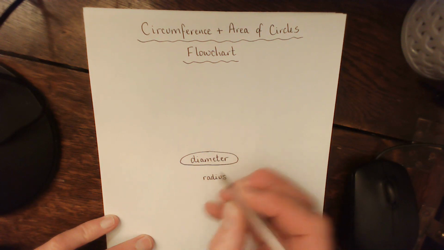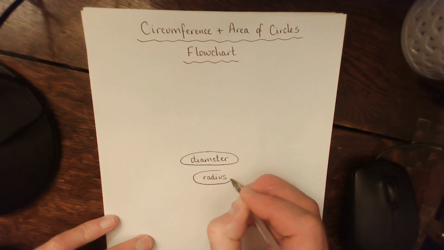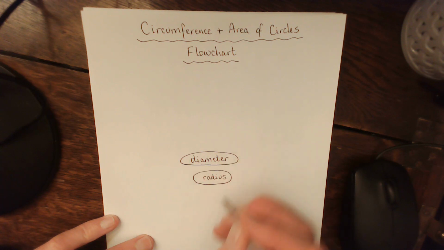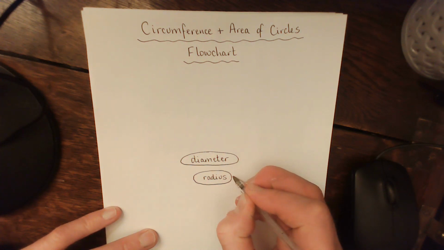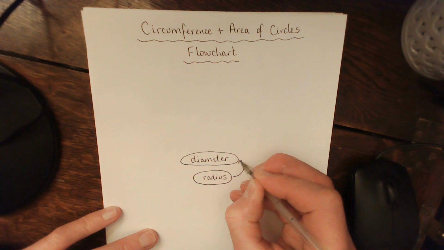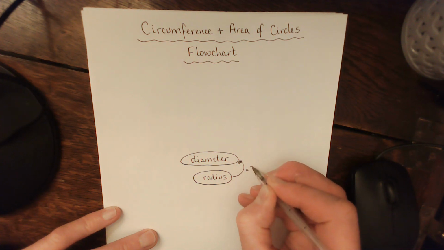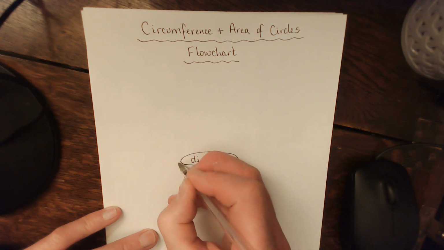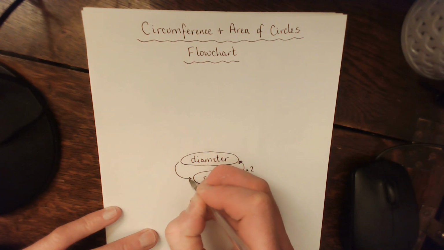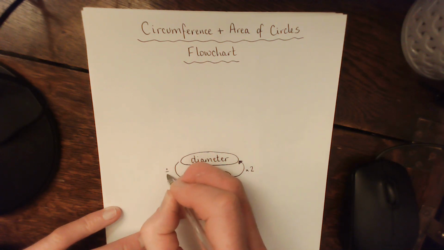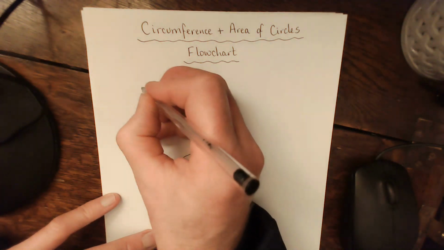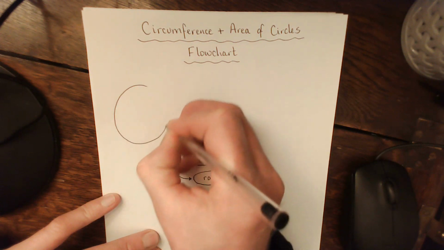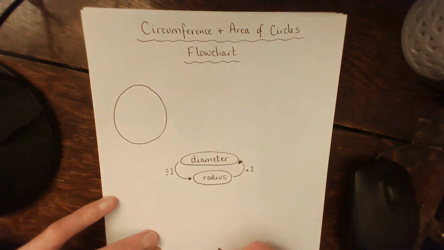Now, notice here, I've got two bubbles. Diameter's the bigger bubble because the diameter is longer than the radius. How do I get from my radius to my diameter? Well, if I go that way, I multiply it by 2. So how do I get from my diameter back to my radius? I need to divide that by 2. Okay, that's step 1.